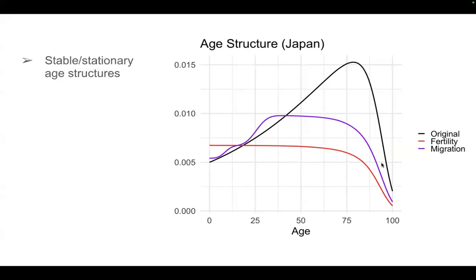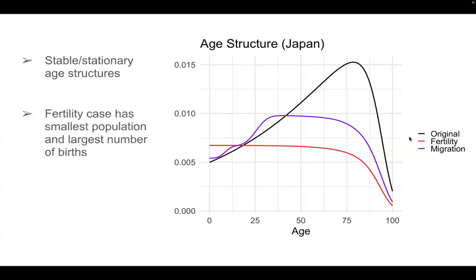If we look at the actual age structures, we can see a couple of interesting things. One thing that's interesting is that this fertility case actually has the smallest total population size at the end, but you have the largest number of births per year, which you can see as the highest level at age zero. That's a result that Keyfitz found in the original paper, but we see a continuation of it here with the migration case, which is interesting. Part of that is because with the migration case, you're adding people at more middling ages, but in the fertility case, you're adding people at age zero. So that's where this fundamental difference comes in.